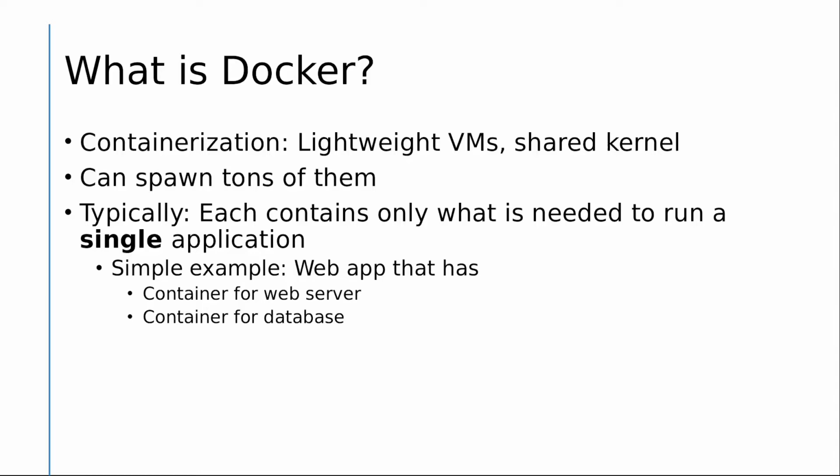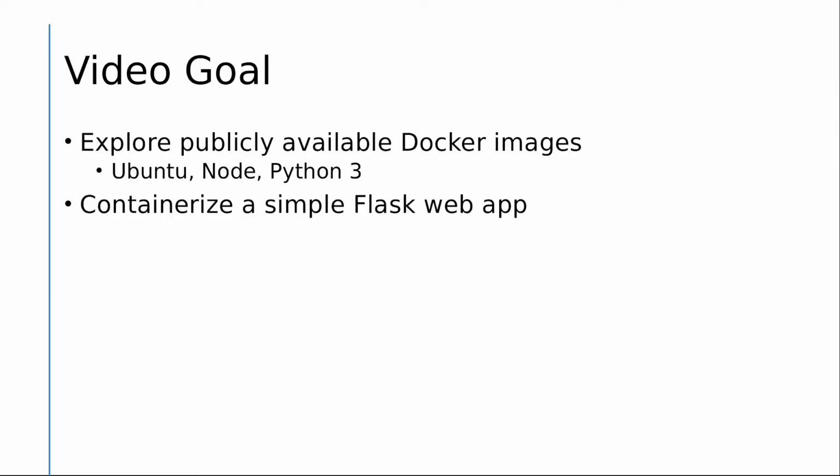People will containerize applications, which means that they'll install all of the software that they need into a container. So it's kind of like having a virtual machine completely dedicated to, for example, a web server or a database. Of course, that would be overkill for VMs or for physical machines, but for containerization, you can afford to do that. The goal of this video is to explore some publicly available Docker images and containerize a simple Flask web app, which is about as simple as you can get for an application that needs to be containerized.